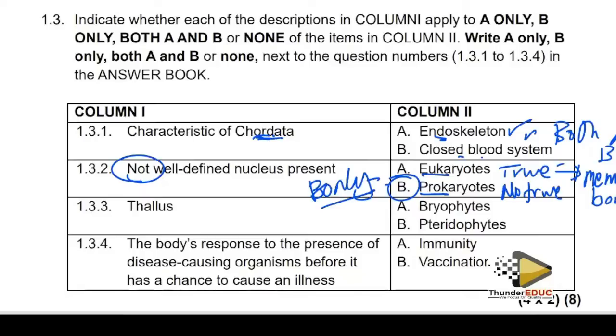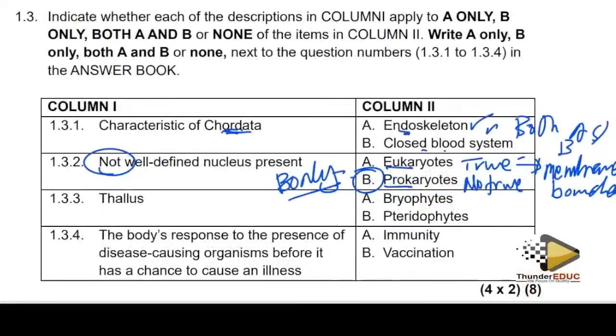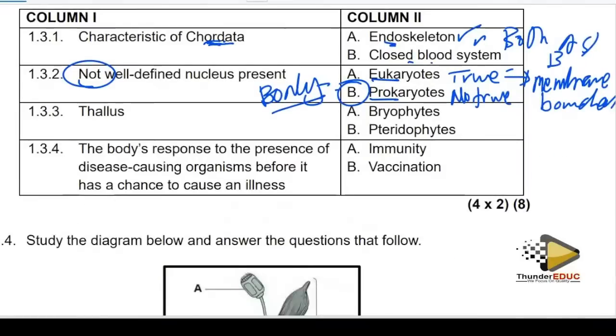Thallus. These are plants which have leaf-like structure, root-like structure, stem-like structure. I remember now, during the prediction weeks before, we talked about that. We like to ask about the thallus, and when I was teaching you, I showed you in the distinction material. So thallus is A only, which means we have a prothallus, but now they are talking about the thallus. So the answer becomes A only.